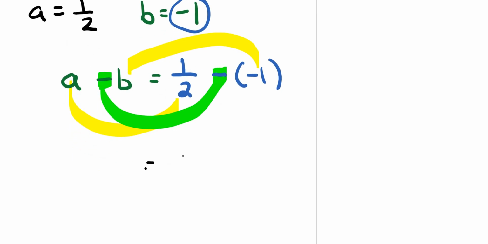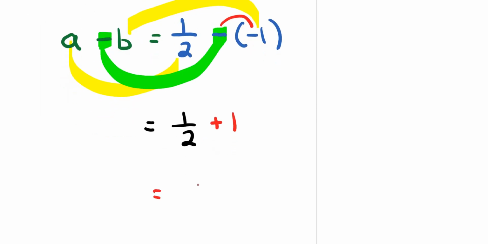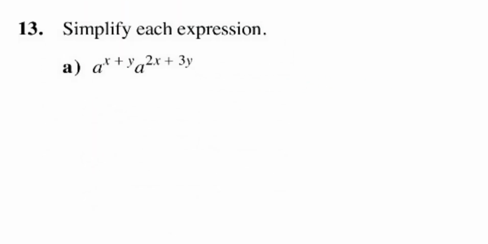So if I keep on doing the math here, I have 1/2 here, and if I have two negative signs, I get a plus. So 1/2 plus 1 is the same thing as 1.5, which is the same thing as 3 over 2. All right, good. Now we have a few more questions to go, and then we're done here.